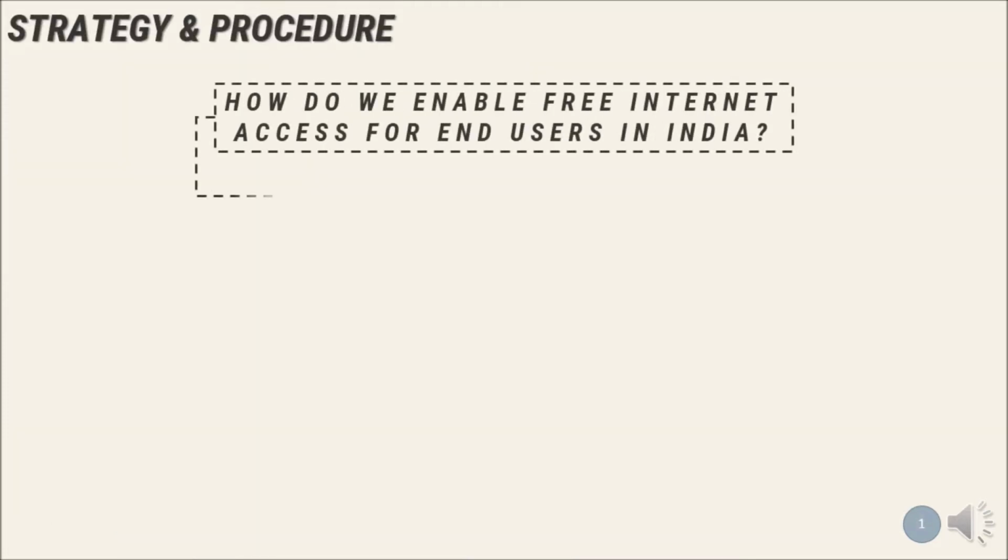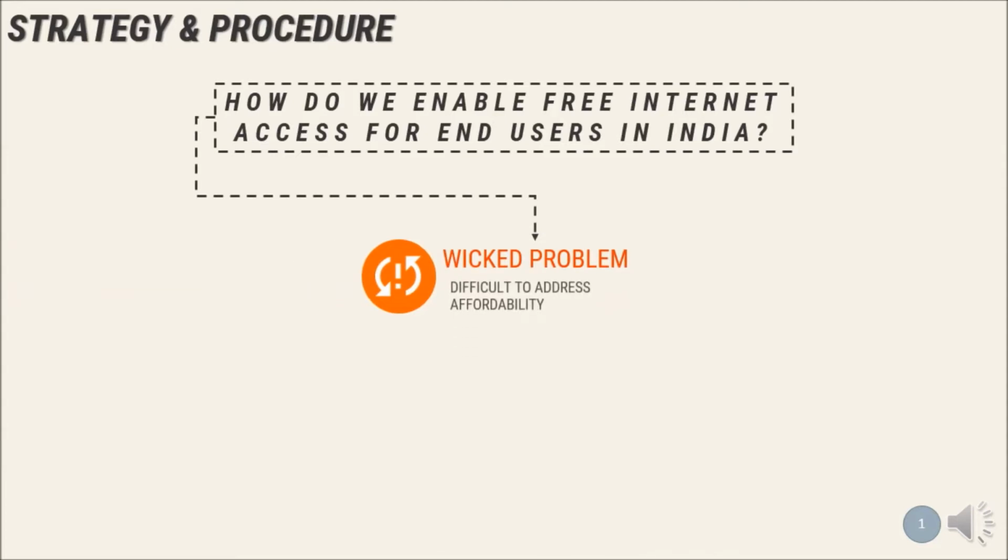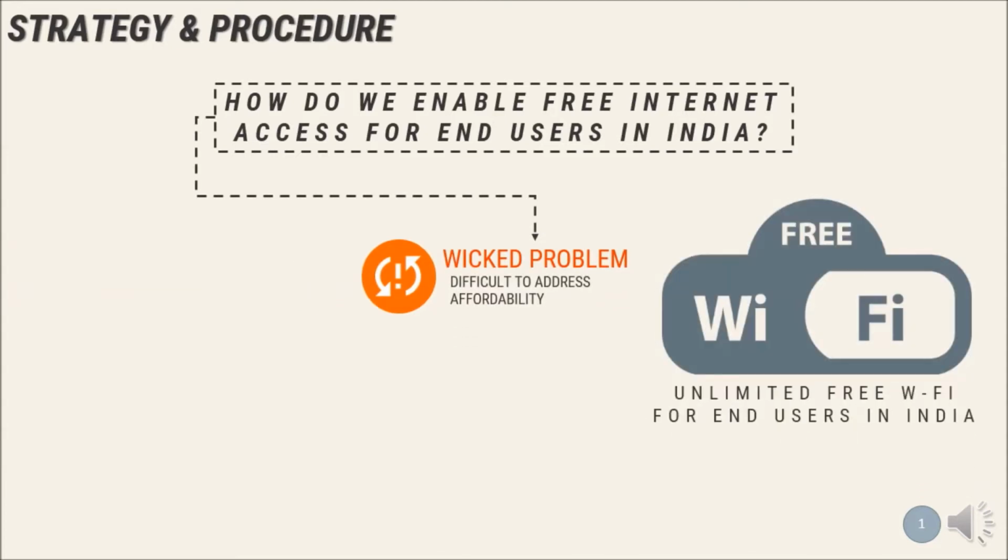A wicked problem is a socio-technical problem that doesn't have a single solution. In fact, it has a series of solutions. The possible solution I was aiming for was to enable free internet access for end users in India via sustainable Wi-Fi zones that do not need government funding.